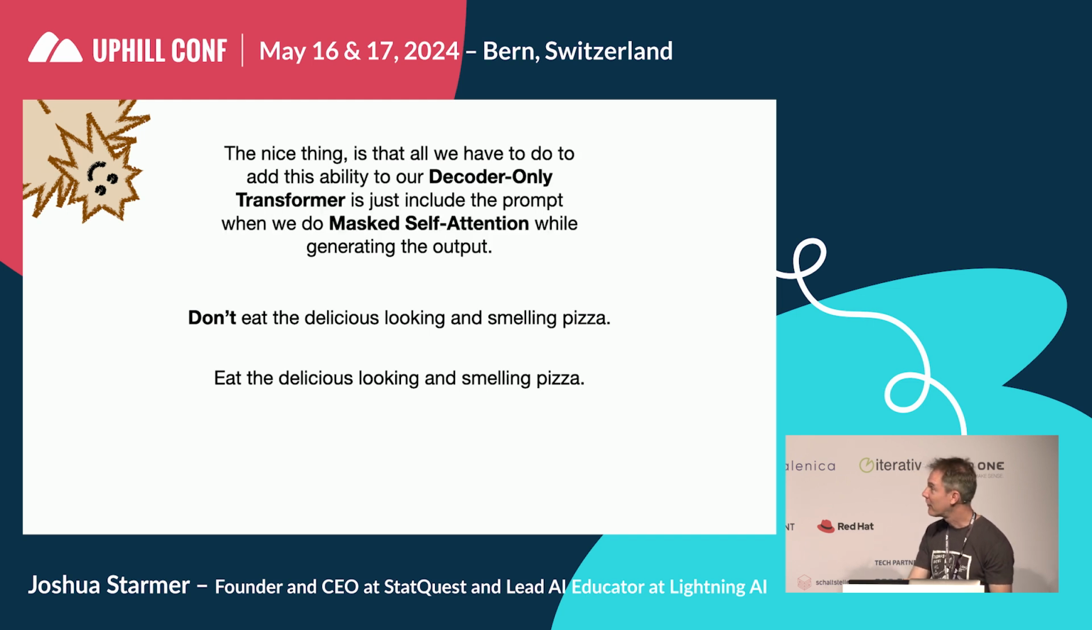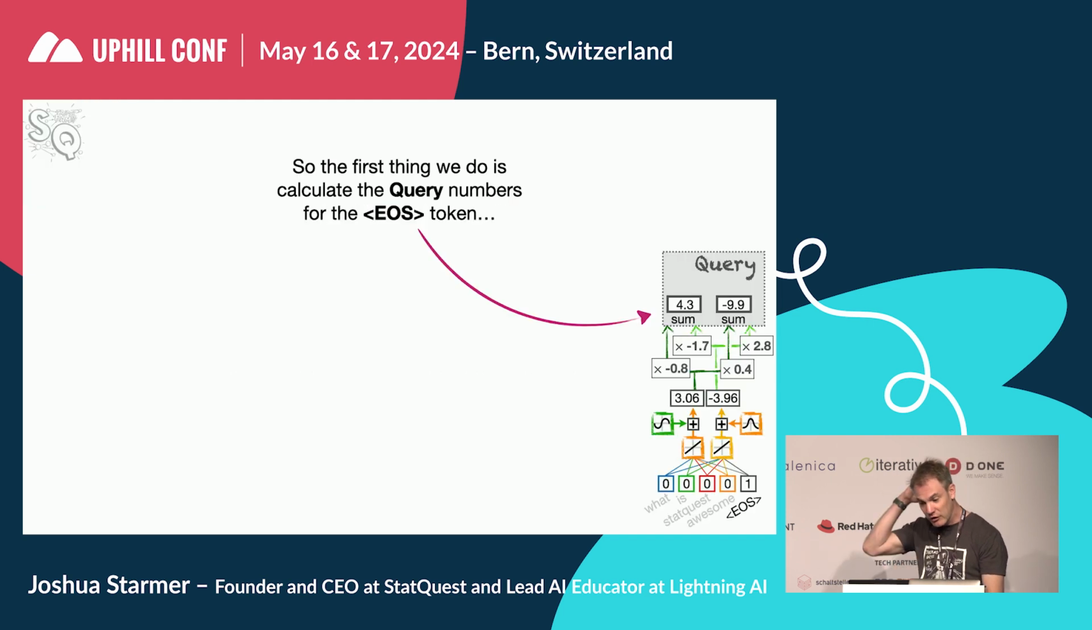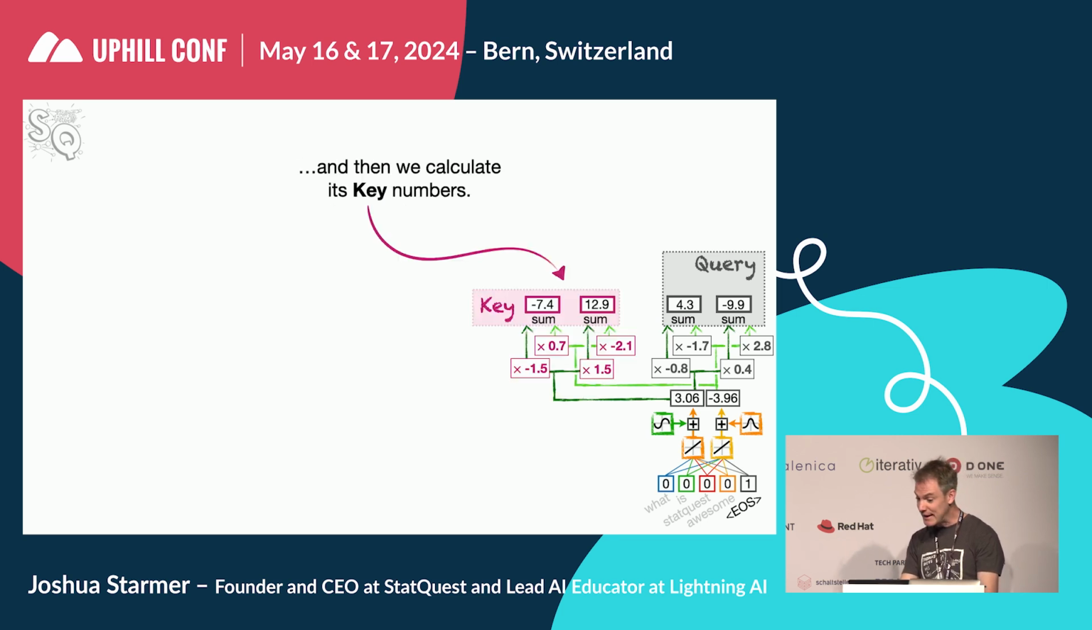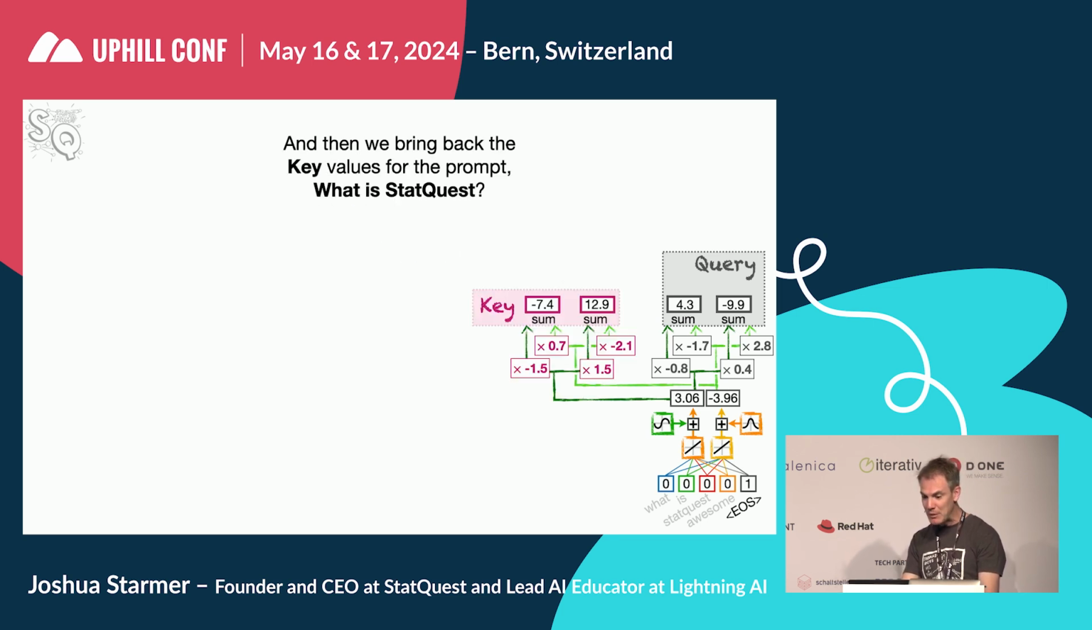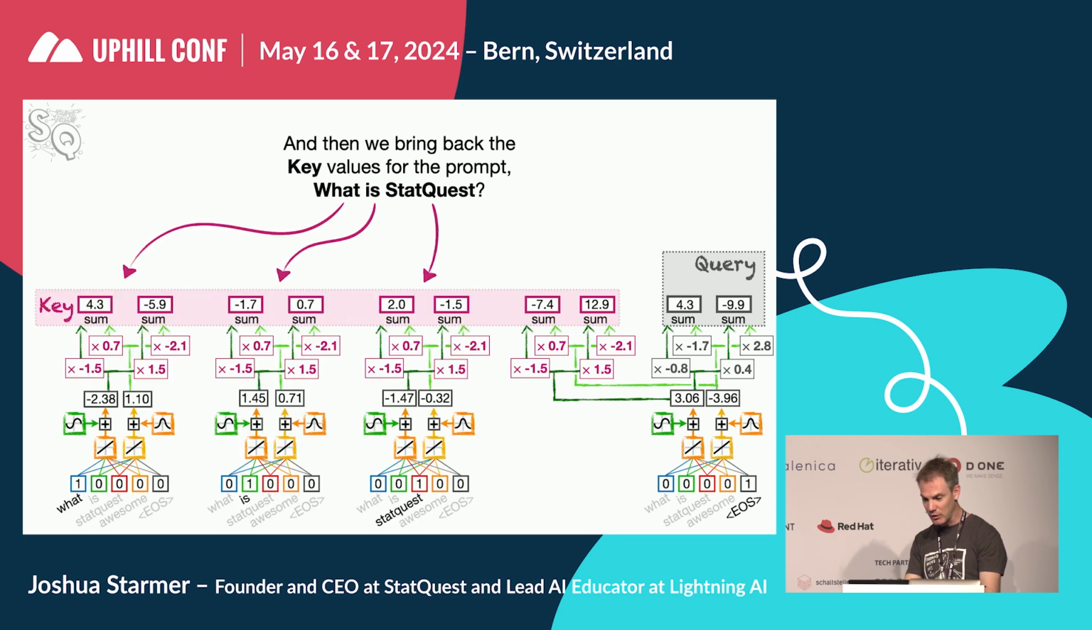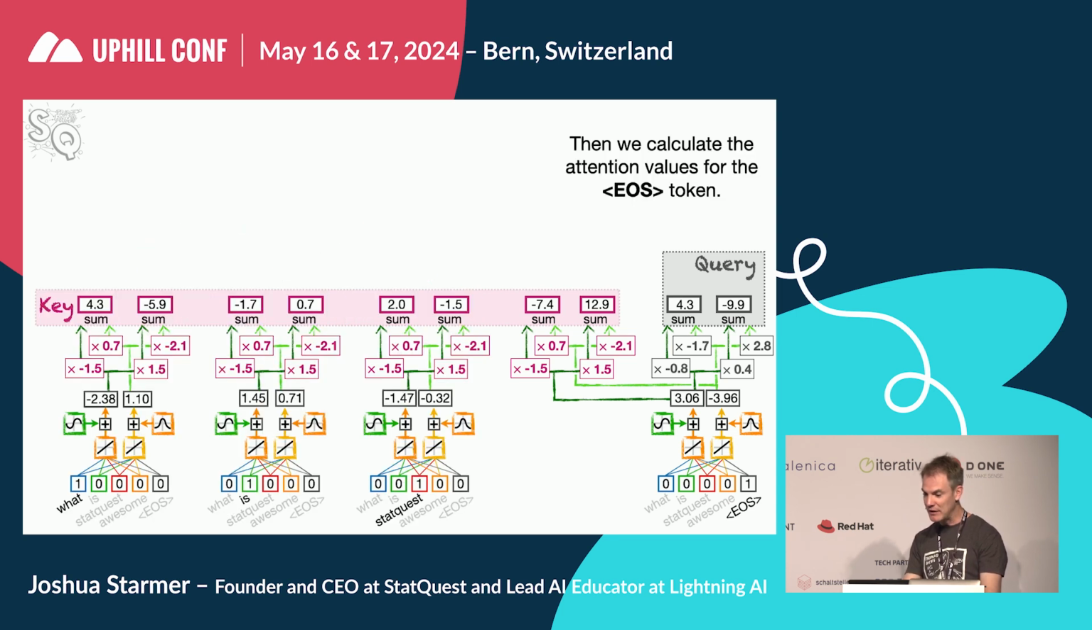The nice thing is that all we have to do to add this ability to our decoder-only transformer is just include the prompt when we do masked self-attention while generating the output. So the first thing we do is calculate the query numbers for the EOS token, then calculate its key numbers, and then we bring back the key values for the prompt. What is StatQuest? And then we calculate the attention values for the EOS token.